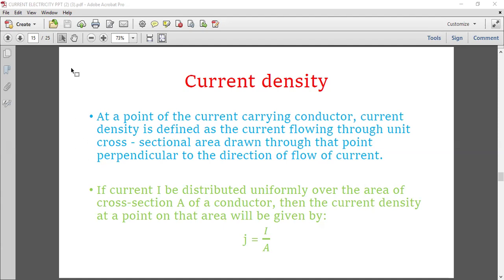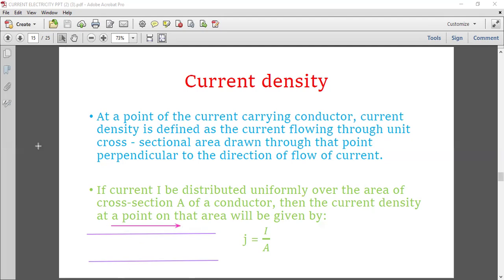Current density is a vector quantity, and it is defined as the current flowing through unit cross-sectional area at any point. Now, I am going to explain this with the help of this diagram. Suppose this is any conductor. Here I have marked the direction of current. Suppose current is flowing in this direction.